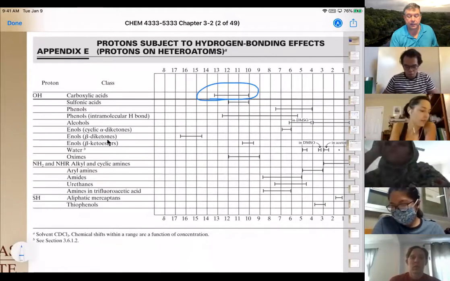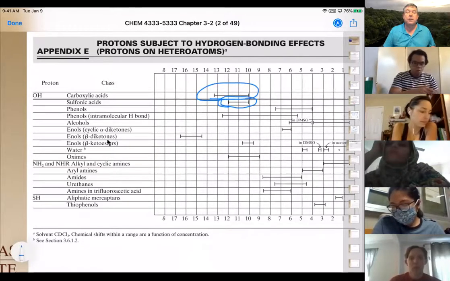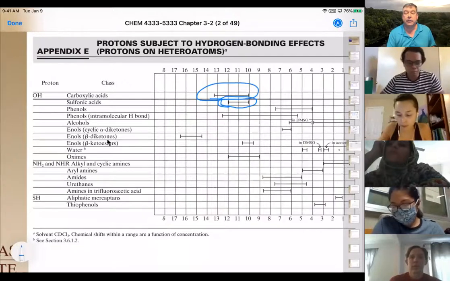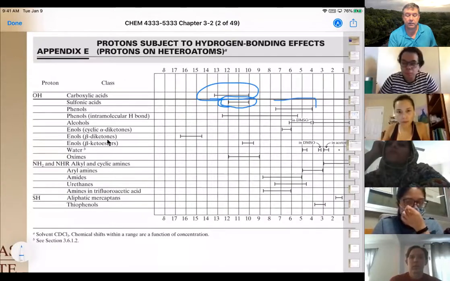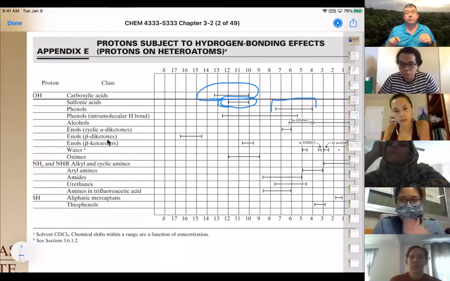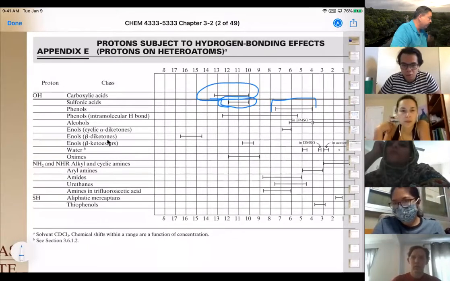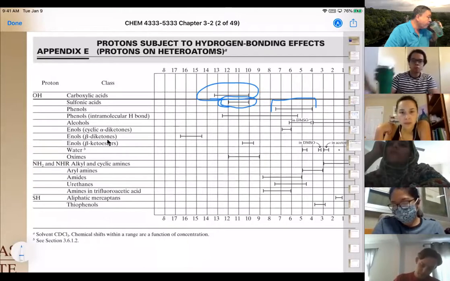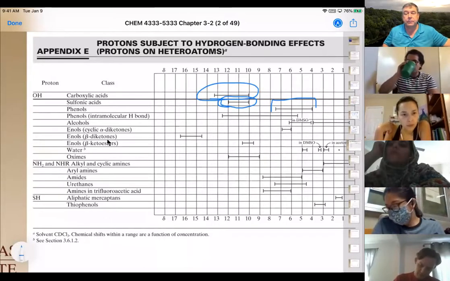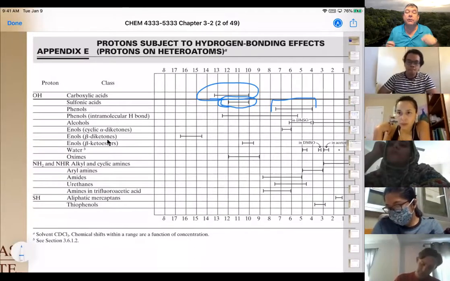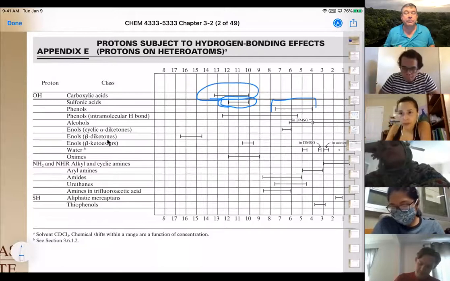Sulfonic acids, like toluene sulfonic acid, usually are very acidic, like the carboxylic acids, and show up very high. However, phenols are not as acidic, and we can get them down in the 4 to 7 range. That will shift a lot depending on what's attached to the benzene ring, okay? So you can actually influence that by moving it up and down.